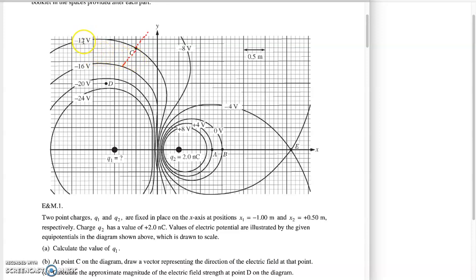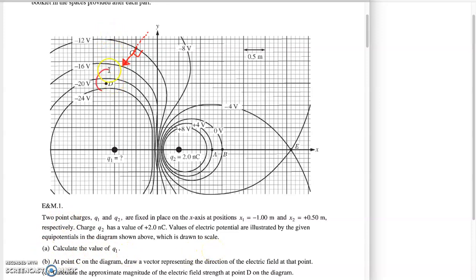And it's going to move from a positive voltage to a negative voltage, or to a more negative voltage. So since C is on the 12 volt line, the proton is going to be moving, and therefore the electric field points towards the more negative, and this guy is going to be perpendicular to the equipotential line. So the electric field is going to point down and to the left. All right, part C, calculate the approximate magnitude of the electric field at point D.